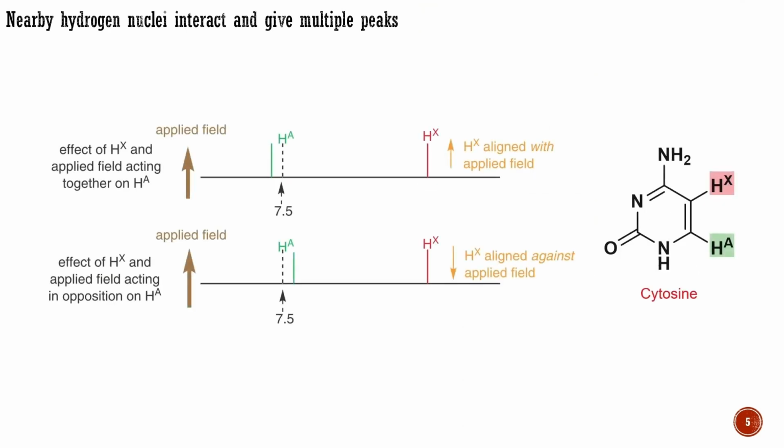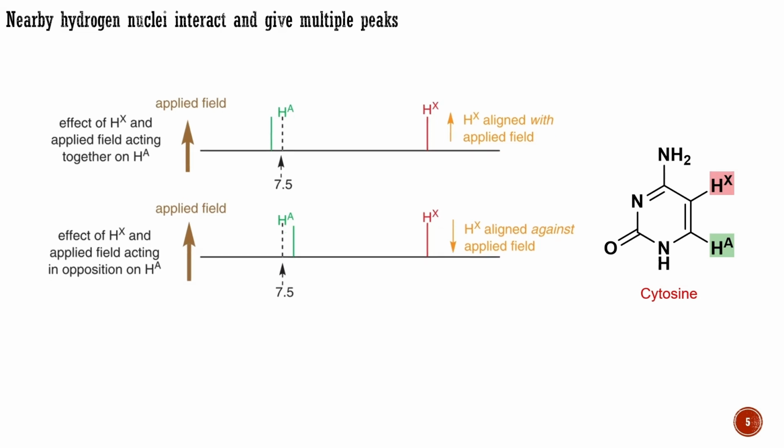The cytosine spectrum is different because each proton is near enough to experience the small magnetic field of the other proton as well as the field of the magnet itself. This diagram shows the result of such interaction. If each proton interacted only with the applied field, we would get 2 singlets. But proton HA actually experiences 2 slightly different fields, the applied field plus the field of nearby HX proton, or the applied field minus the field of nearby HX proton. In other words, HX proton acts either to increase or decrease the field experienced by HA proton.